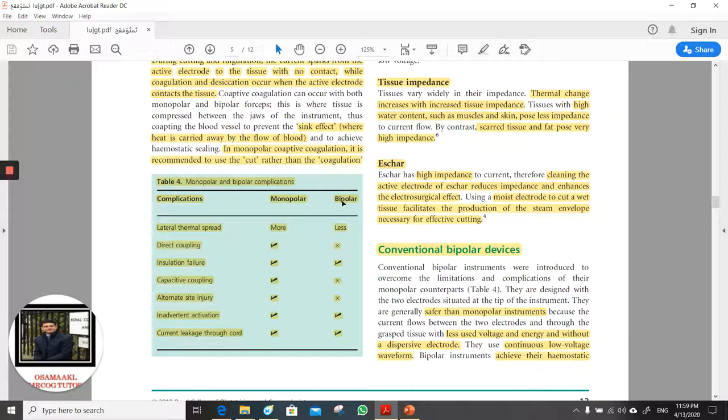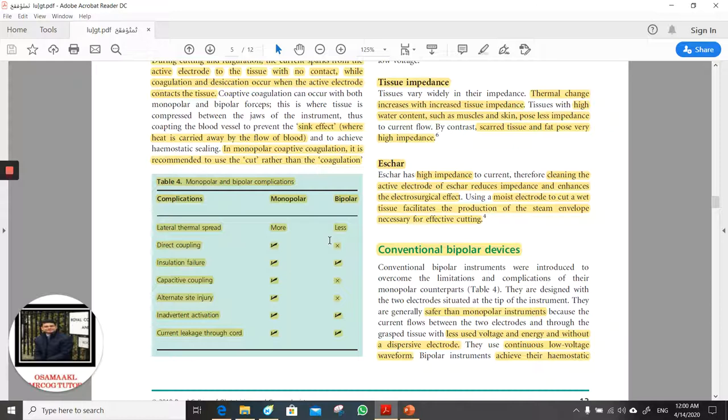While in bipolar, the instrument is like forceps. It has two ends. One of them is the positive electrode, the other one the negative electrode. That's why the patient is not part of the circuit. Which one is more safe? Bipolar. Why? Because in bipolar, the distant heat is minimal, because I am heating the tissue in between the two tips of the two ends of the instrument.